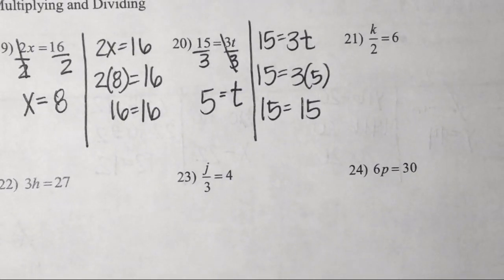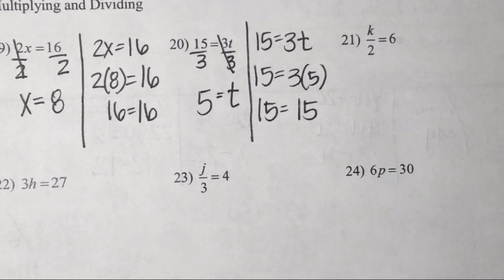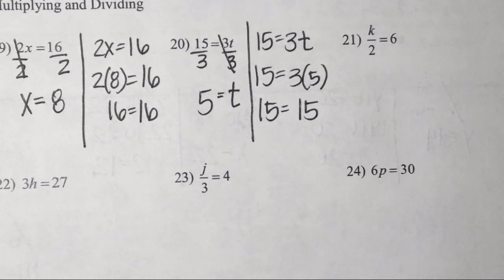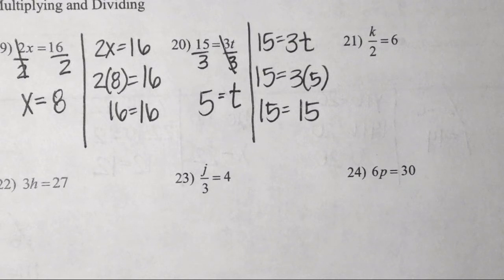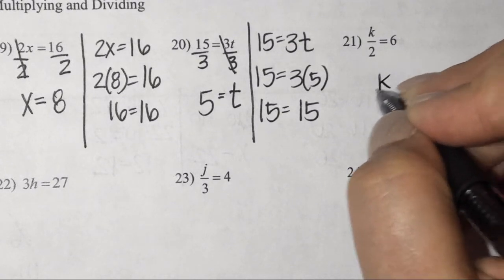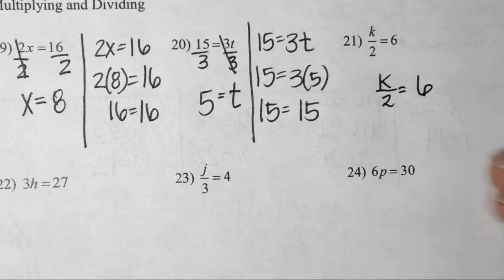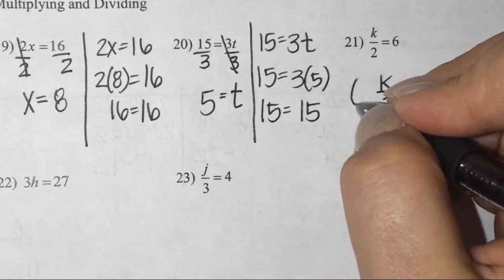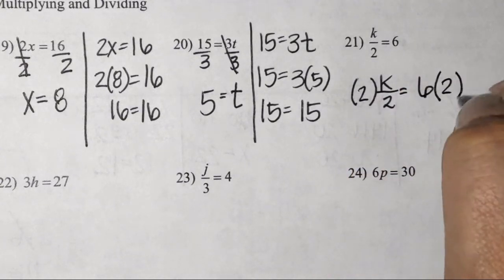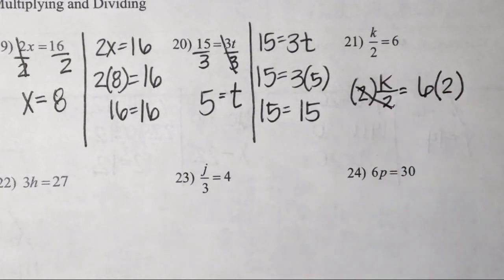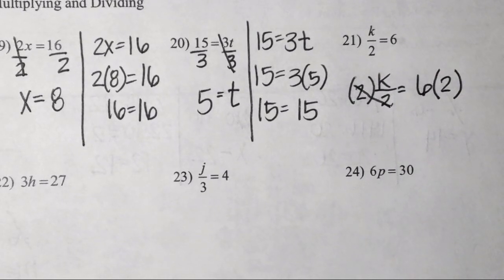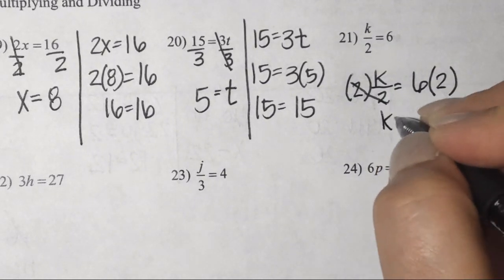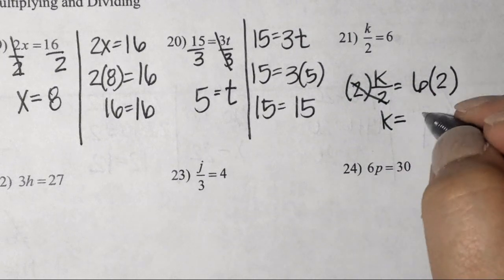All right. Number 21. What type of equation is it? That's division. How do I solve division? Multiply. Absolutely. What number do I want to get rid of? 2. Fantastic. I'm going to write this one again because I don't have room to put my multiplication next to it. So k divided by 2 equals 6. I'm going to multiply both sides by 2 because I want to get rid of that number right there. So that leaves k by itself, and 6 times 2 is 12.